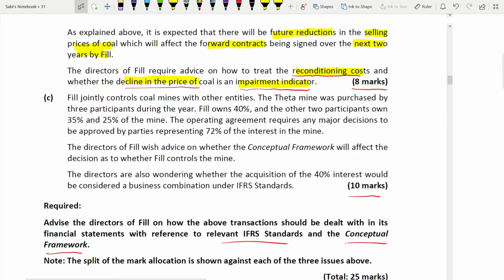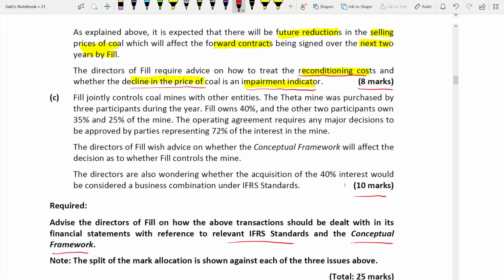Anything is fine. Now coming to part C, very important because the major marks are in this part, which is 10 marks. So it's hard to decide how you are going to divide the marks, because there is only one requirement.